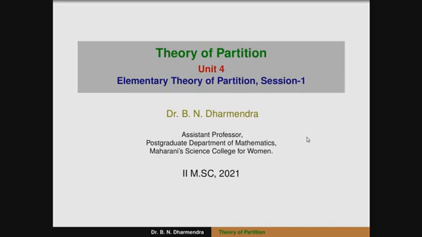Dharmendra BN. Today's topic is Elementary Theory of Partition, Session 1. That is in Mysore University, Theory of Partition, that is Unit 4.